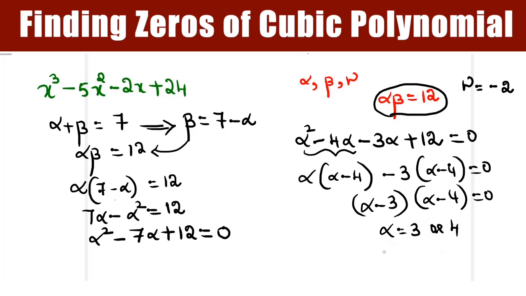So if I take alpha as 3, let's calculate what is the value of beta. We know alpha plus beta is 7, which means if alpha is 3, beta is equal to 4. And if alpha is 4, beta is 3. So if I list, the three zeros are going to be 3, 4 and minus 2. Any of these could be alpha and beta. So these three zeros are going to be 3, 4 and minus 2.